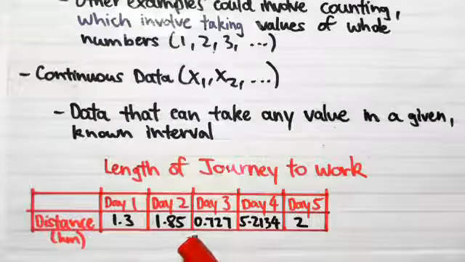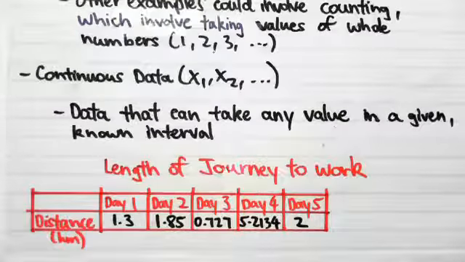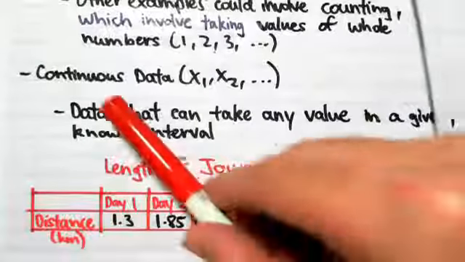And 1.85, or 0.727. So basically taking data of any decimal places. There's no restriction on the type of data that you can have in continuous data, and that's what continuous data means.